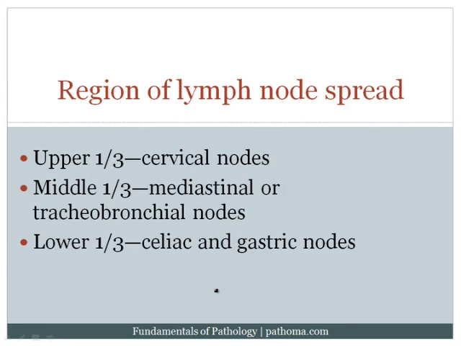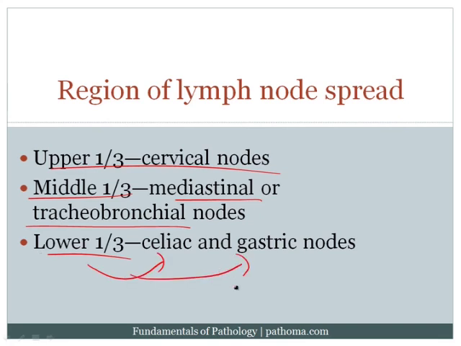And it's important to note there are different regions of lymph node spread based on which part of the esophagus we're in. So this gets back to a little bit of anatomy, and so examiners like to go after it because it's an anatomy tie-in. If the cancer arises in the upper one-third, it tends to spread to the cervical nodes. In the middle one-third, you'd expect it to spread to the mediastinal or tracheobronchial nodes, and if it's in the lower one-third, you'd expect it to spread to the celiac or the gastric nodes. And that's important to note again because it's an anatomy tie-in.